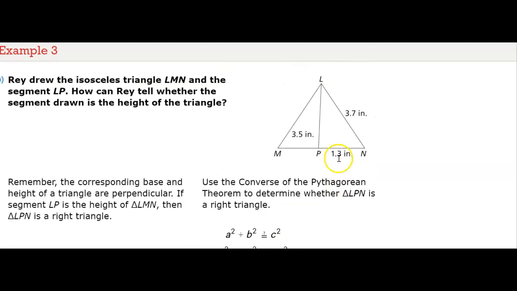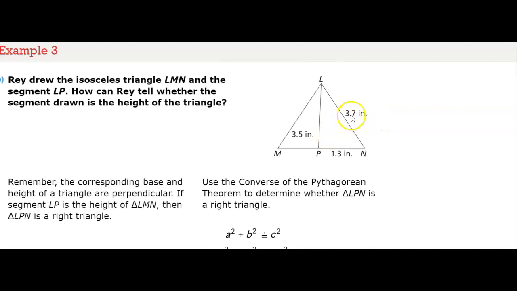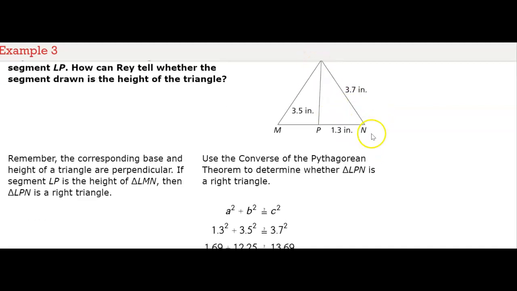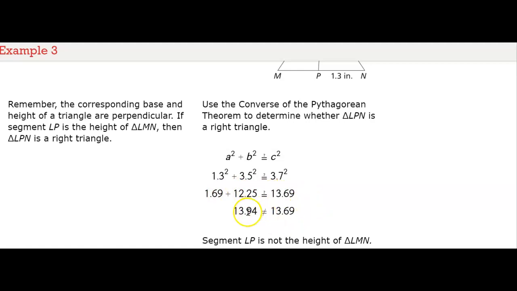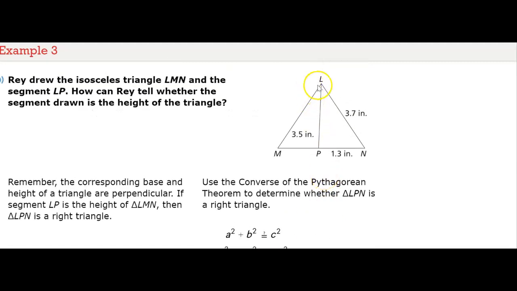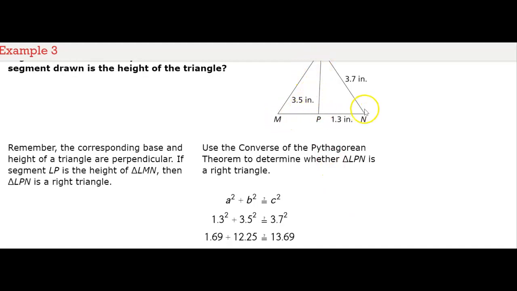So you're going to put in the numbers. Here's LP, which is one leg, and then PN, and 3 and 7/10 inches is for LN. So we have 1 and 3/10 plus 3 and 5/10 equals 3 and 7/10 for C. Once you square all of them, these are the answers you get. Then they are not equal on both sides. So segment LP is not the height of LMN.